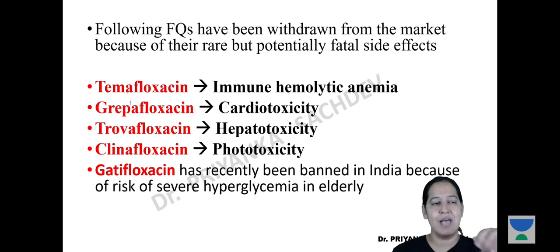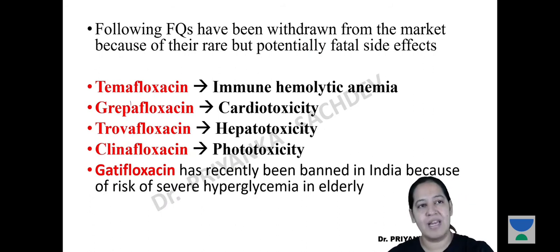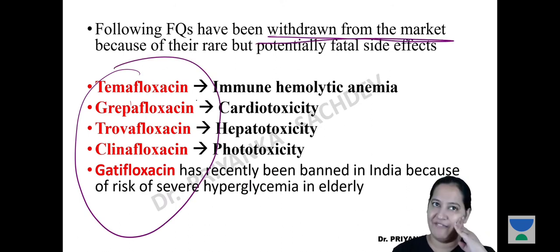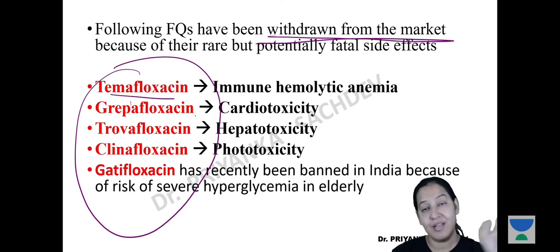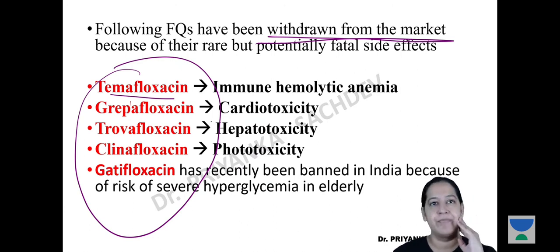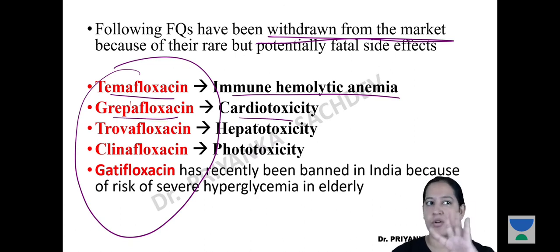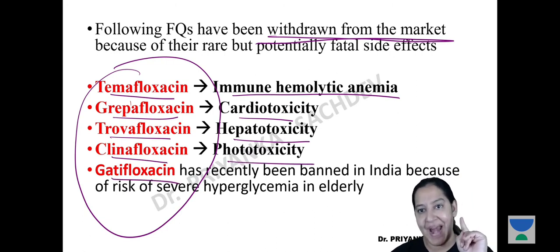These drugs are withdrawn from the market. These are banned nowadays, not used. These are banned from the market because of the side effects. You have to learn this. What is the reason for banning? For MCQs: temafloxacin for immune hemolytic anemia. Grepafloxacin is cardiotoxicity. Trovafloxacin is hepatotoxicity. Clinafloxacin is phototoxicity. And gatifloxacin is banned recently in India.